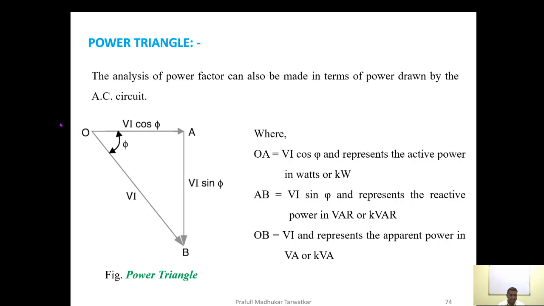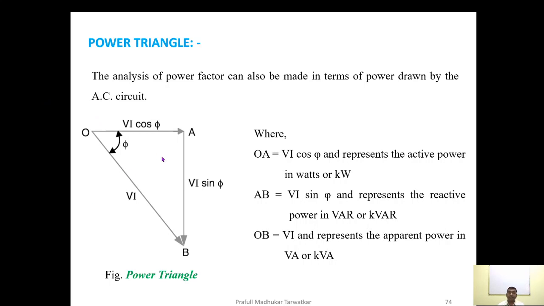And the angle between this active power and apparent power is phi, and the power factor can be considered by taking the cos of this angle. The same is mentioned here. VI cos of phi has a unit kW. VI sin of phi has a unit kVAR. Q represents reactive power, and this represents V into I, that means volts into current, so simply VA or kVA. So this altogether represents a power triangle.